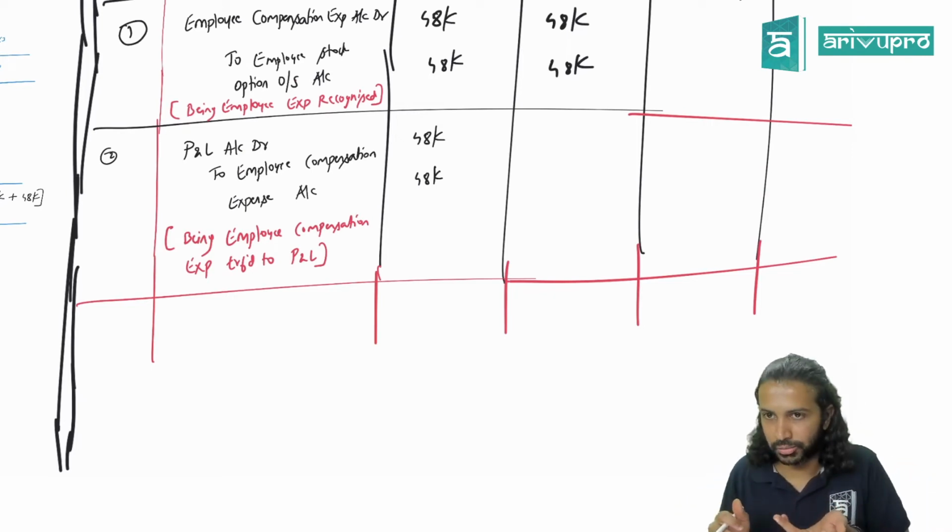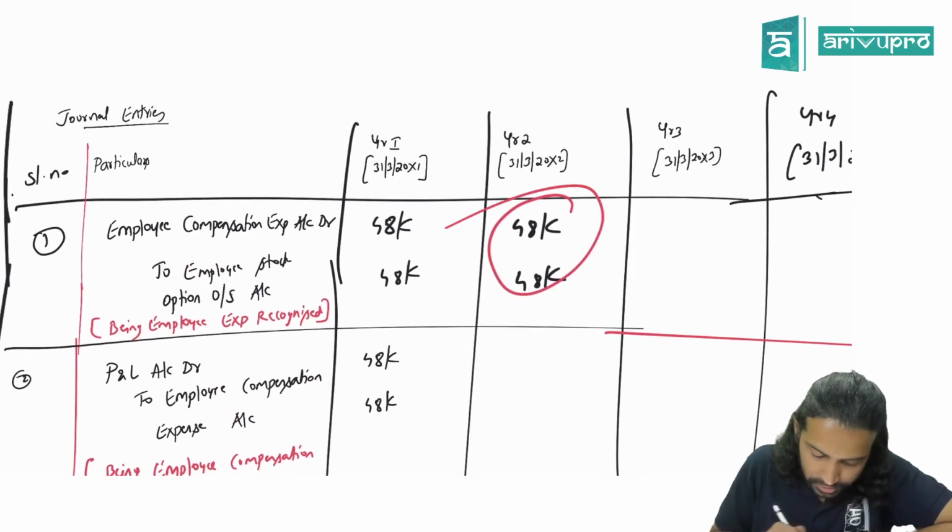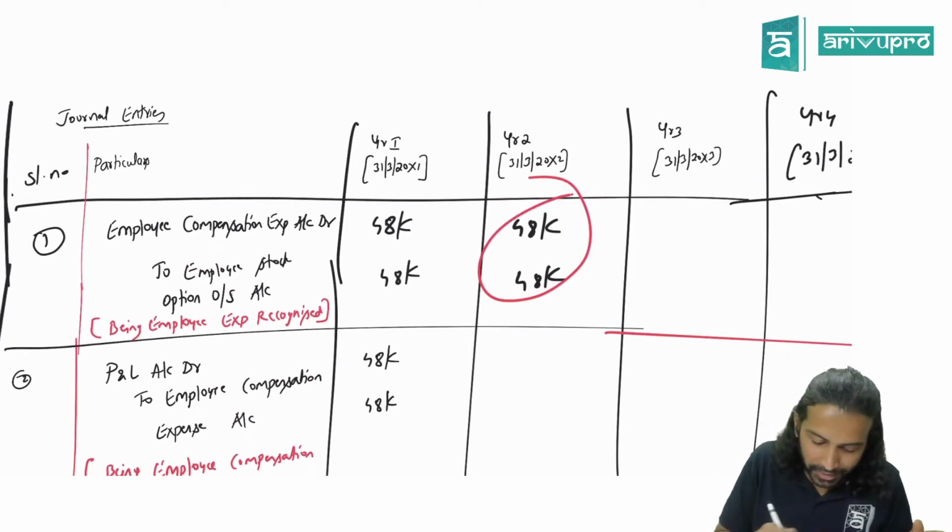Okay, you know how to pass now. Individually, you know any which way. Here I'm showing you a columnar. So second year, how much is the expense? 48,000 only. That means same entry.